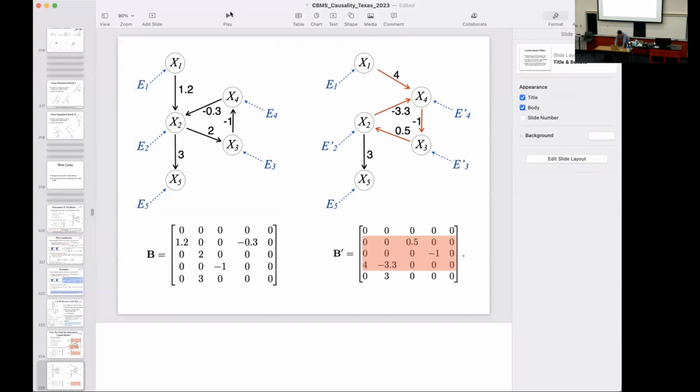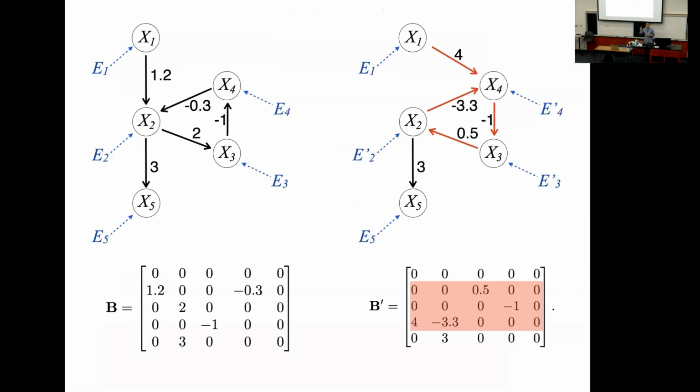So you can see the correspondence. And there's one more difference right here. Regarding the skeleton, now you can see the skeleton is slightly different. Here we have influence from 1 to 2. Here we have influence from 1 to 4.